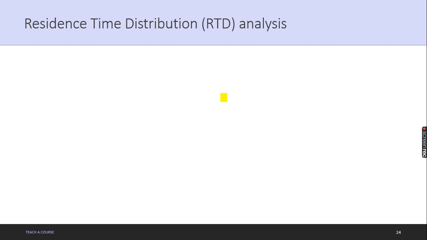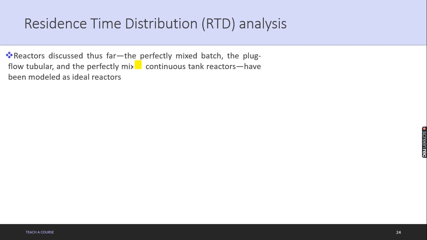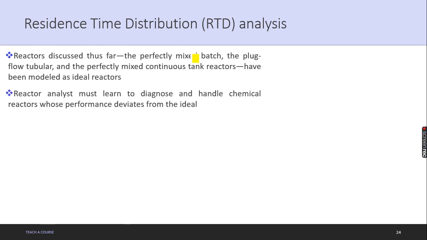Class about residence time distribution analysis, which is important for different kinds of non-ideal reactor flow systems. Though we have all assumed till now that all reactors are perfectly mixed, particularly when you are talking about a batch reactor or a plug flow reactor, we are assuming a perfectly mixed reactor system and an ideal behavior, but that is not really true.